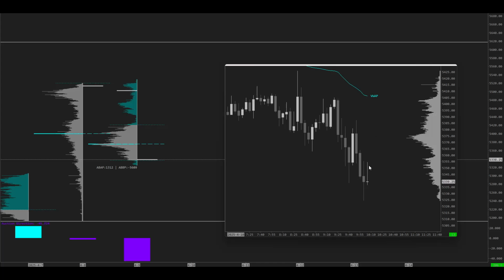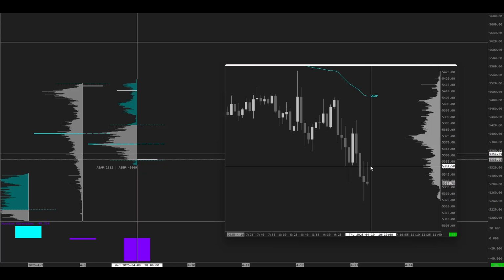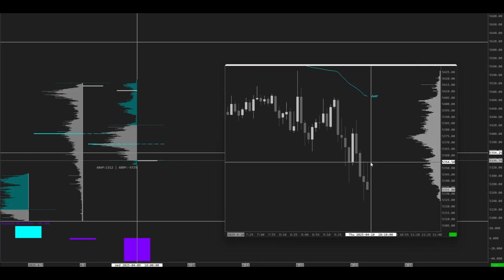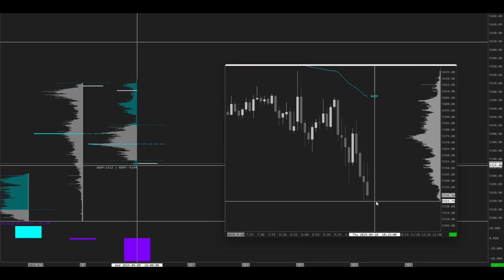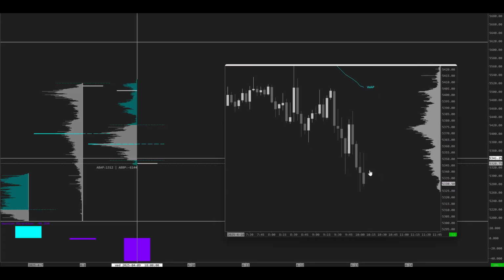Yeah, so it went back up. It flushed and then it bounced, 20 something points or about 30 points. And now it's flushing back down. Let's see if it can give us more downside here.